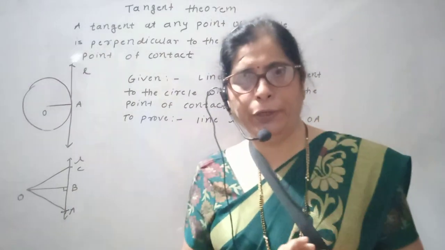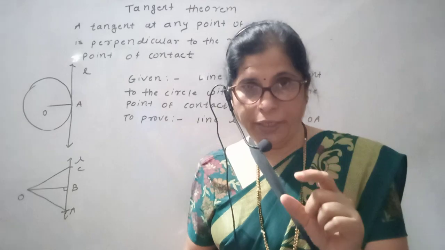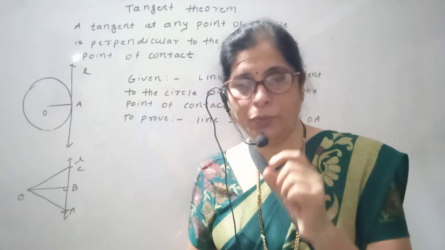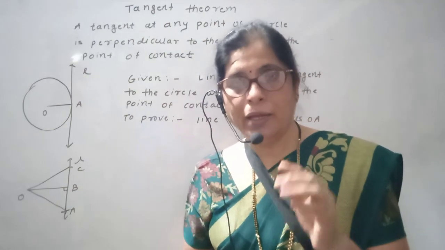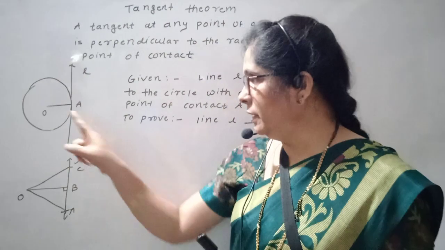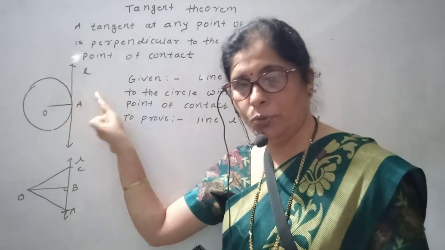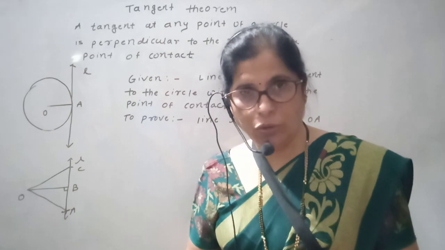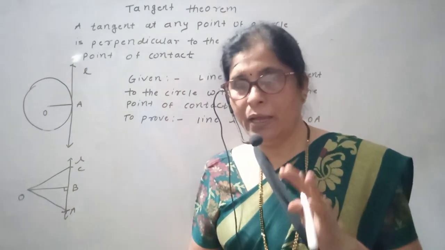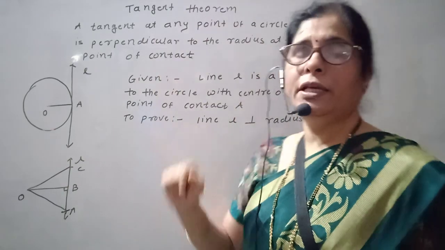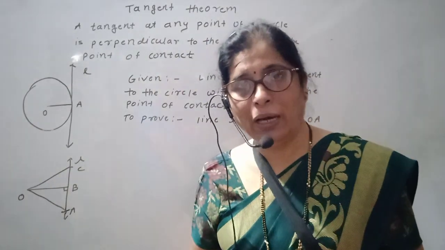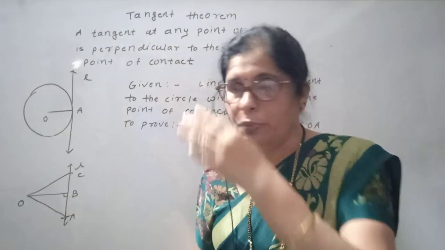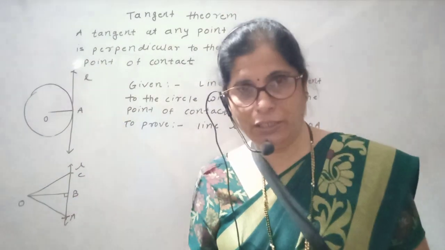Now what is meant by point of contact? The point which is common to the circle and the line is known as the point of contact, and the segment joining the center of the circle to the point of contact is known as the radius drawn from the point of contact. And here tangent theorem means what? We will prove that the radius drawn from the point of contact is perpendicular to the tangent.